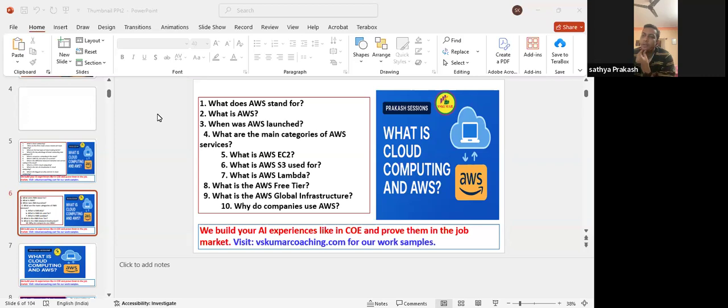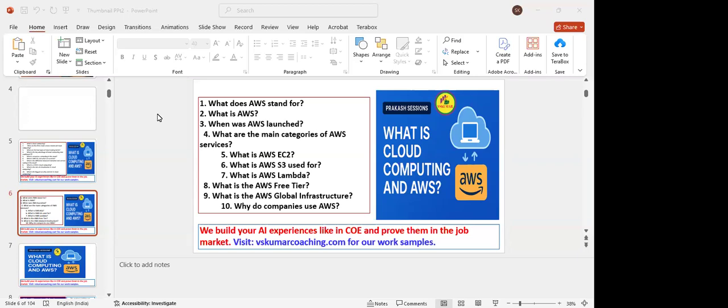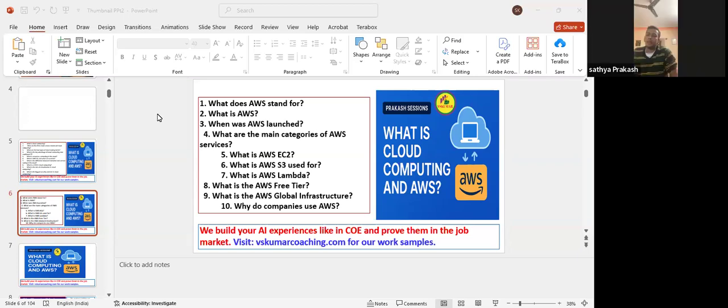EC2 stands for Elastic Compute Cloud. Okay, what is it used for? It is used for scaling the servers. Depending upon the amount of resources we need, we can scale the resources in the AWS cloud.